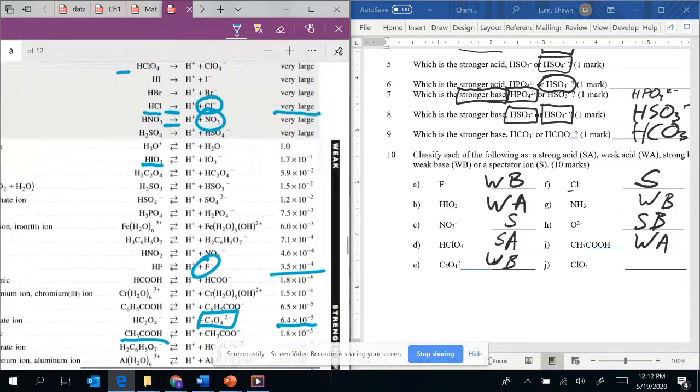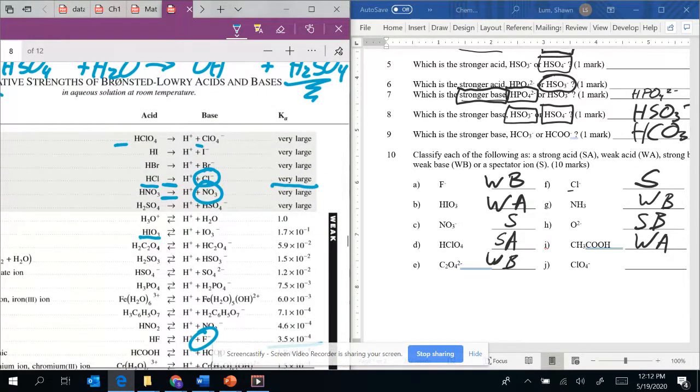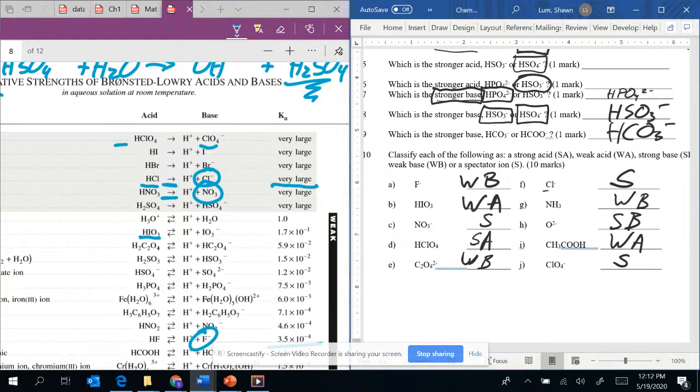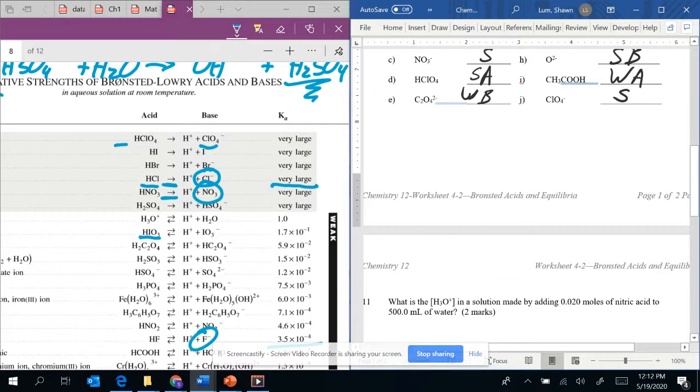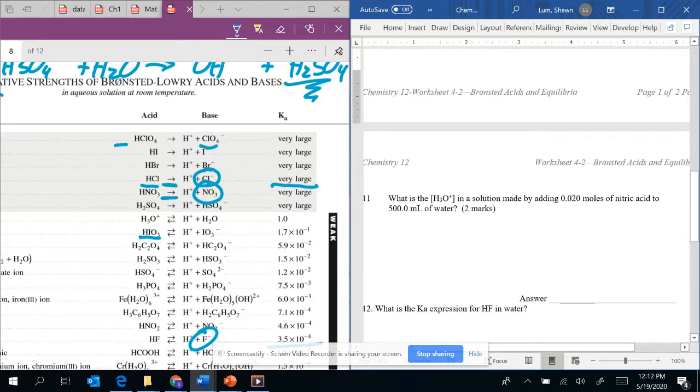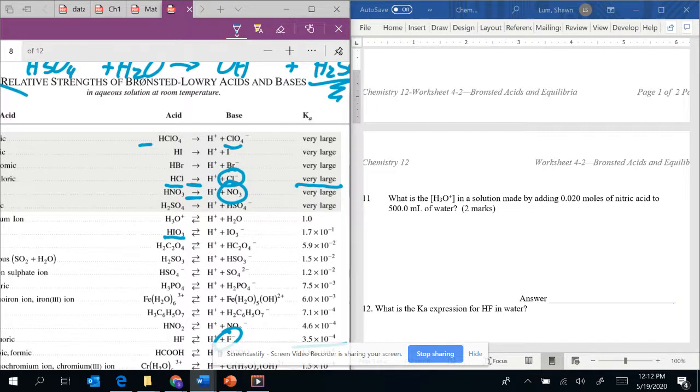ClO4 is right there. That's a spectator. Again, this question is just helping us understand how to use this table and where things are on it. The first calculation: what is the H3O plus concentration of 2 moles of nitric acid?